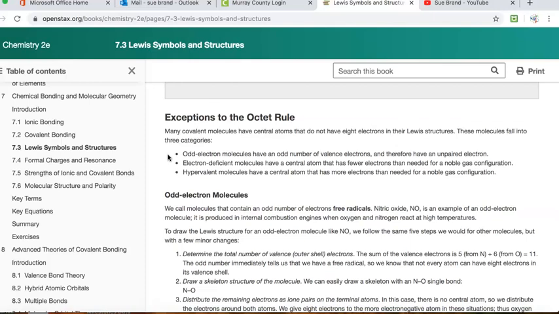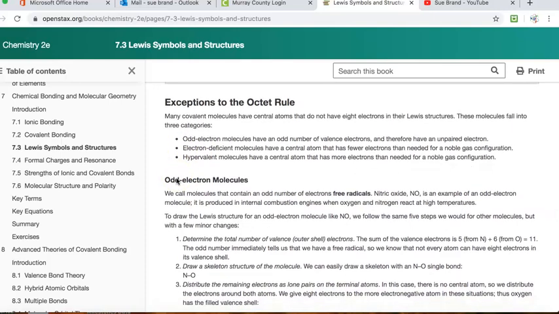Electron deficient molecules have a central atom that has fewer than 8 electrons. Okay, and so sometimes the central atom has less than 8 electrons, and sometimes it has more. Hypervalent molecules have a central atom that has more electrons than needed for a noble gas configuration, meaning more than 8.